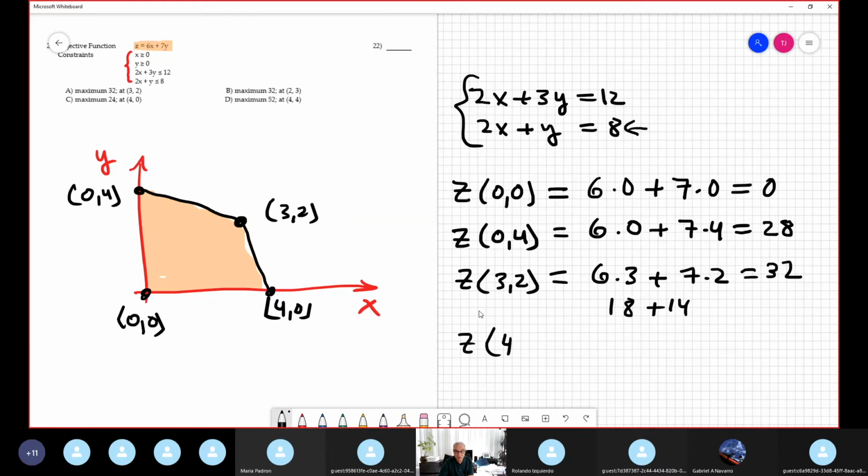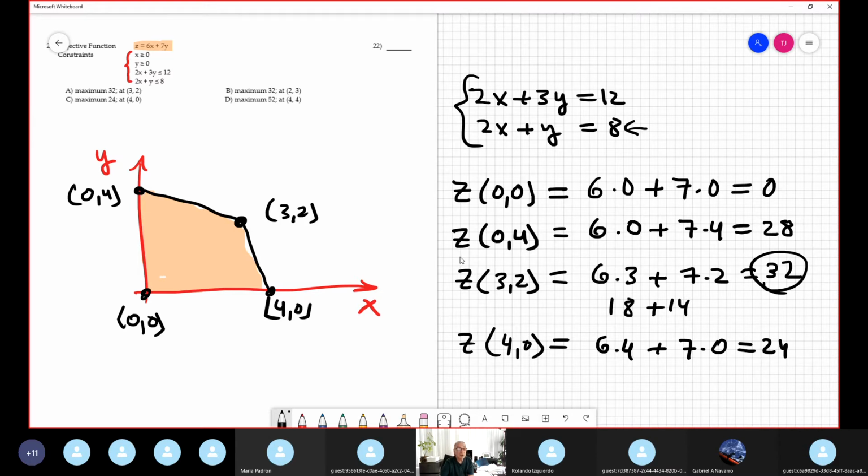And finally, 4,0 is 6 times 4 plus 7 times 0 is 24. Entonces es obvio that the maximum is 32 here. And you see, what is the optimum value? The optimum value is maximum 32.